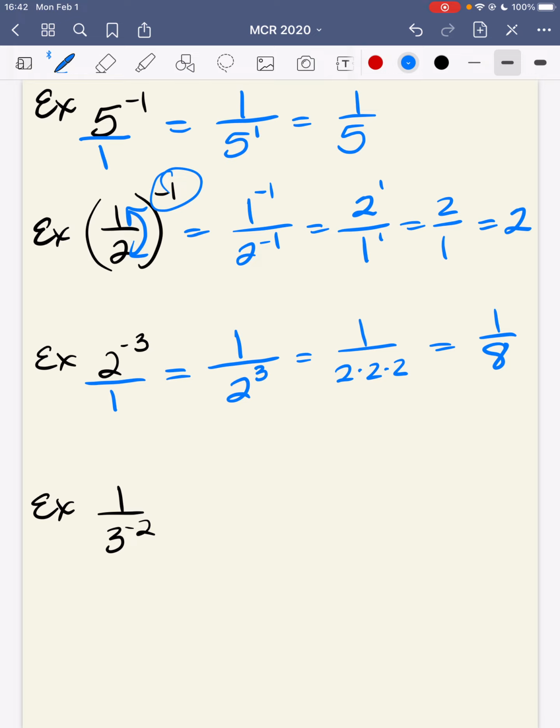All right. The same thing will happen if we have a negative exponent in the denominator of a fraction. They are still going to switch places. So my 3 will come up to the top as a positive power, and my 1 will switch to the bottom. Anything over 1 is itself, so I really just have 3 squared. And 3 squared is 3 times 3, which is 9.